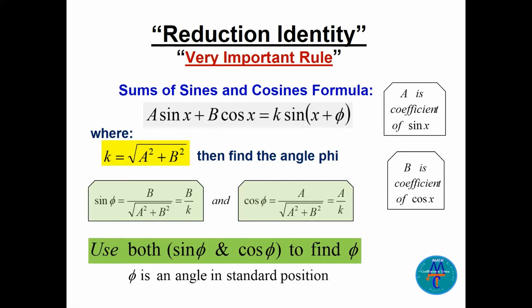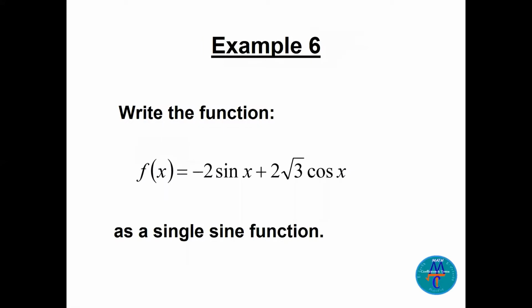Phi is in standard position, so it can be in quadrant 1 or 2 or 3 or 4. Let's see many examples. You have to write these formulas down or remember them to use them. Let's look here. Write the function f of x equals minus 2 sine x plus 2 square root of 3 cosine of x as a single sine function. See, we have here sine and cosine together, pluses or minuses. So we need to write it as a single sine function. So we have to use reduction.